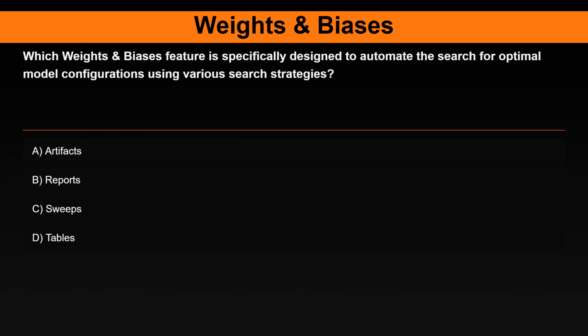Question 20. Which Weights and Biases feature is specifically designed to automate the search for optimal model configurations using various search strategies? Option A. Artifacts. Option B. Reports. Option C. Sweeps. Option D. Tables.